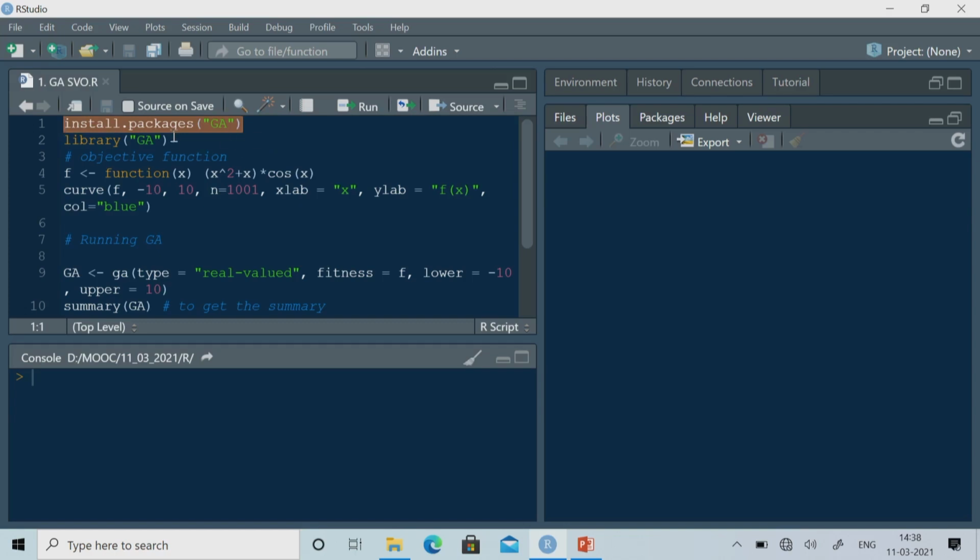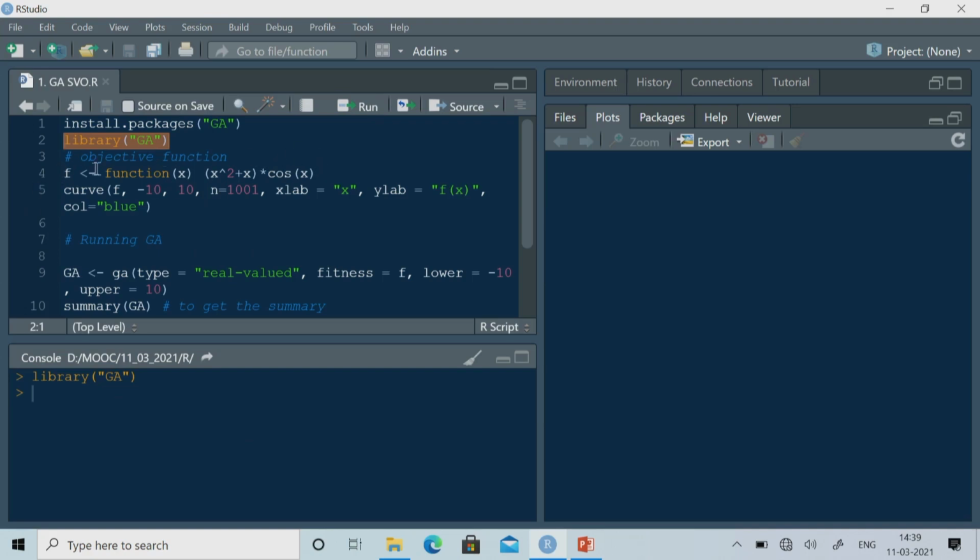Next, I have to include this library. To include the library, you will write library(GA). You will execute this code. I will execute it by clicking this run button. I have selected this particular line, and then I am running it. The library is included now.